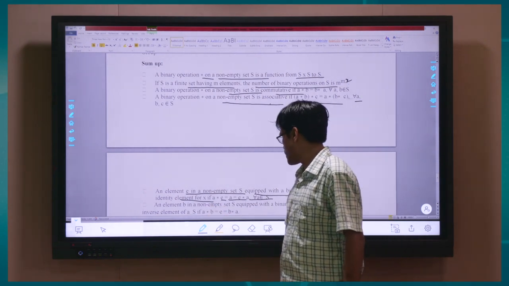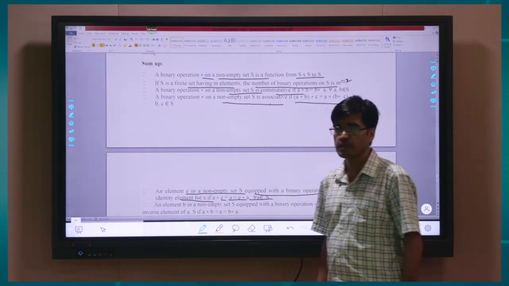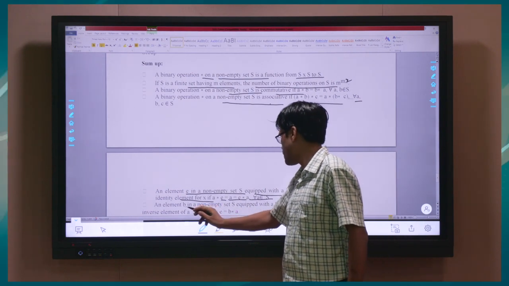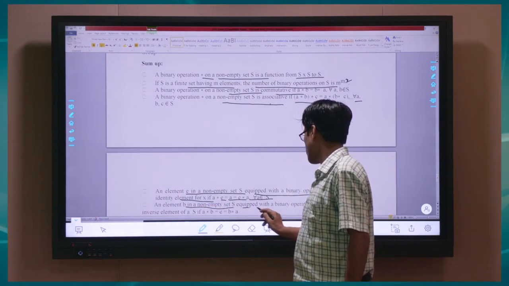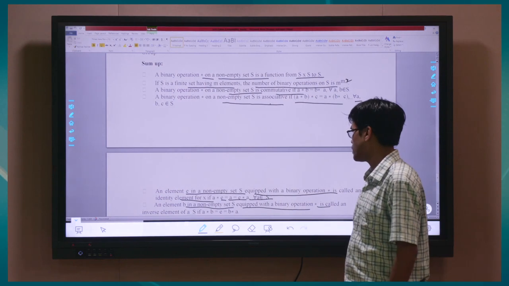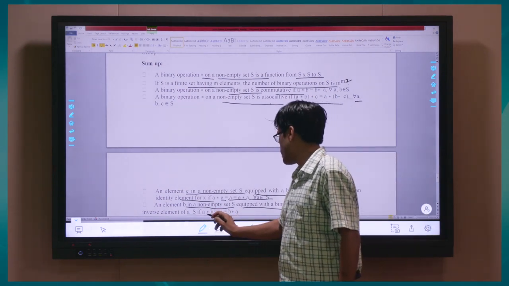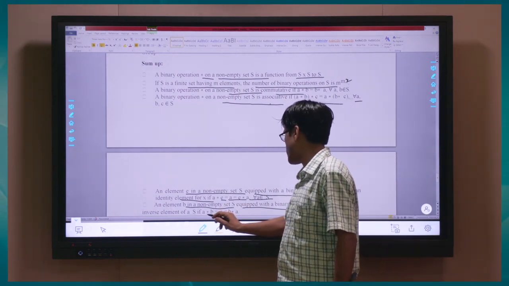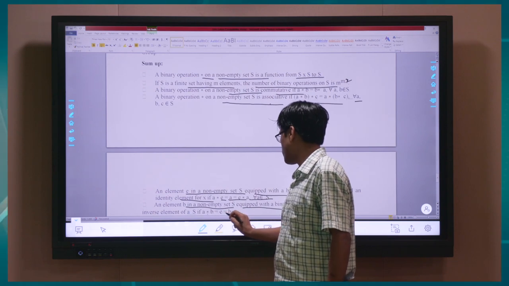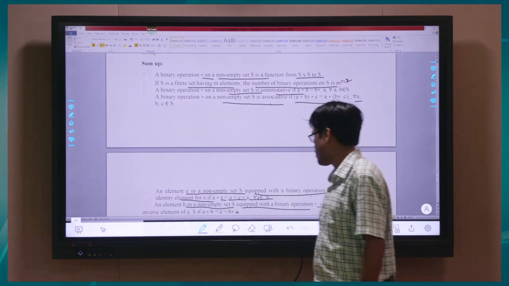Similarly, we also discuss how to find the inverse element of a binary operation. An element B in a non-empty set S equipped with a binary operation star is called an inverse element of A if this condition is satisfied: A star B is equal to E is equal to B star A.